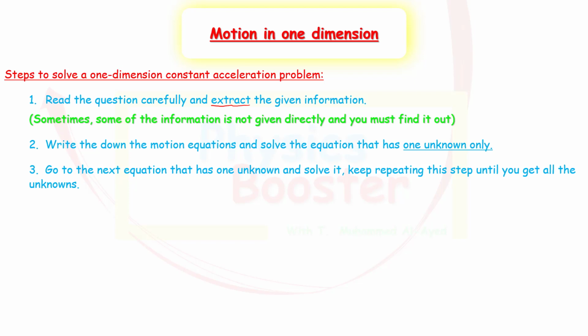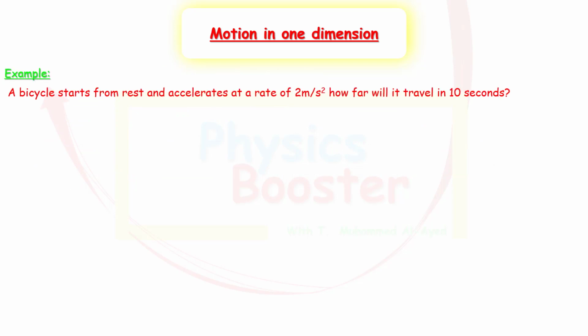Talking is easy. Let's try an example on how we can do these steps with an easy question. The question says, a bicycle starts from rest and accelerates at a rate of 2 meters per second squared. How far will it travel in 10 seconds? So let's start with extracting information. A bicycle starts from rest and accelerates at a rate of 2 meters per second squared. So it's clear that we have an acceleration equal to 2 meters per second squared. How far will it travel? So the unknown is the distance, or the delta x. So delta x is unknown in our case. And how far will it travel in 10 seconds? So we have the time equal to 10 seconds.